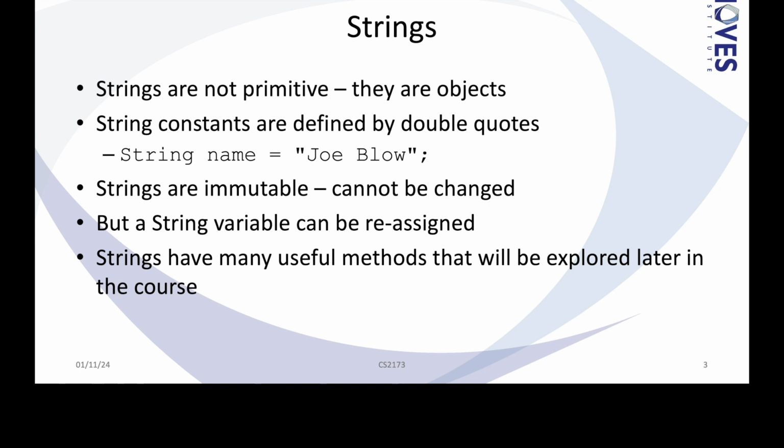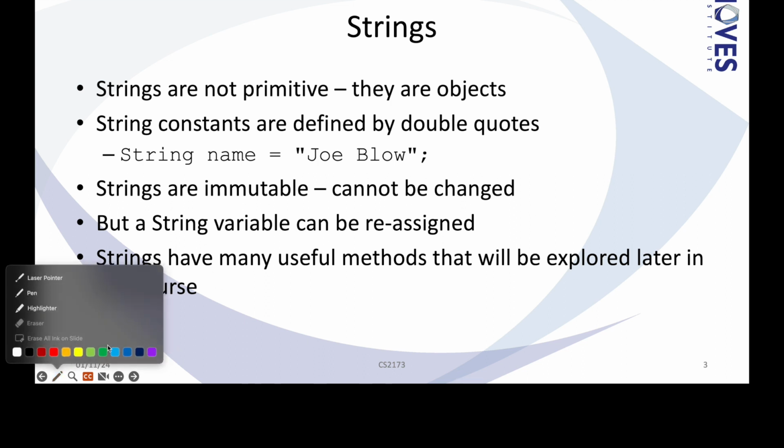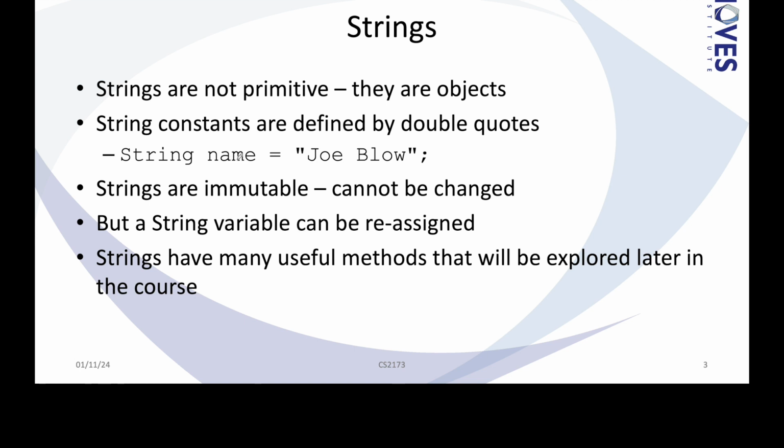So, okay, string constants. You should be familiar. Double quotes. So here's a string constant. Right here, we define them by double quotes. Even though strings and arrays are objects, they are unique in how we can instantiate them. All other objects, we have to use something called a constructor.